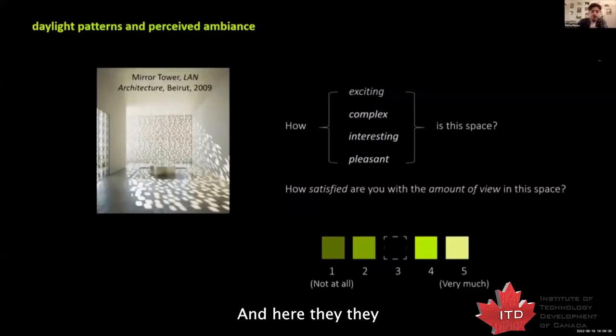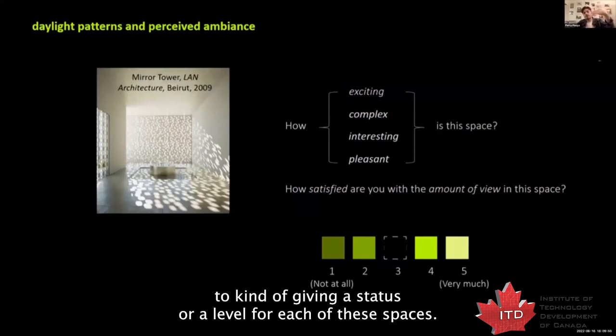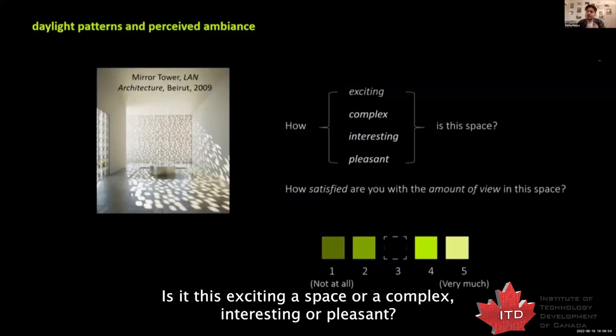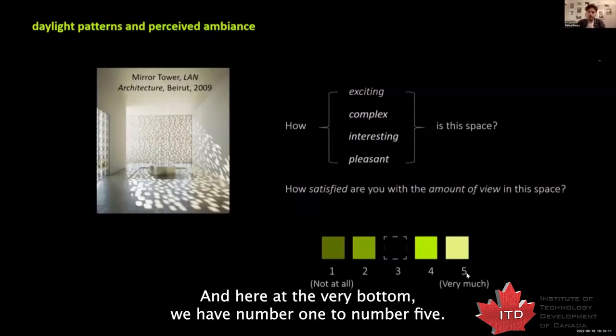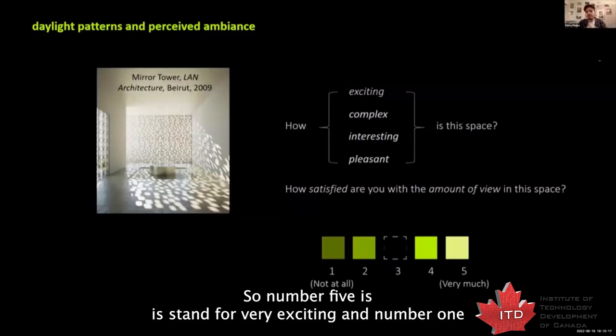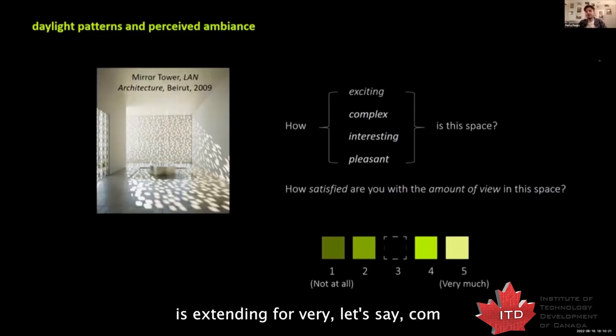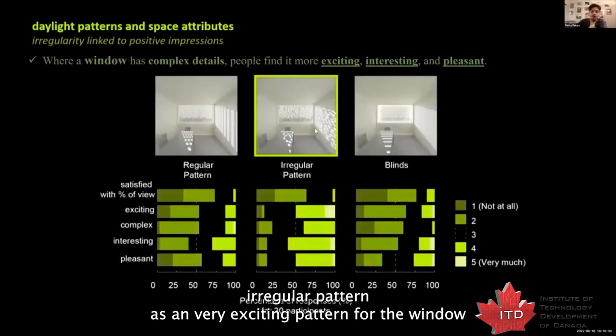And here they asked the users to give a status or a level for each of these spaces. Is it an exciting space, or complex, interesting, or pleasant? So if you were in that place, what kind of experience would you get? At the very bottom, we have number one to number five. Number five stands for very exciting, and number one stands for very calm places. And here they chose this irregular pattern as a very exciting pattern for the window.